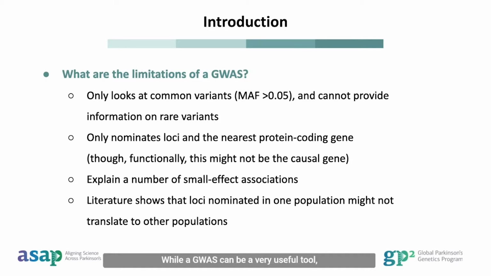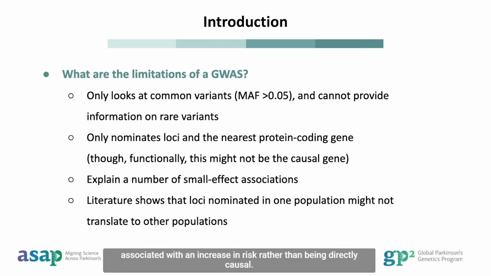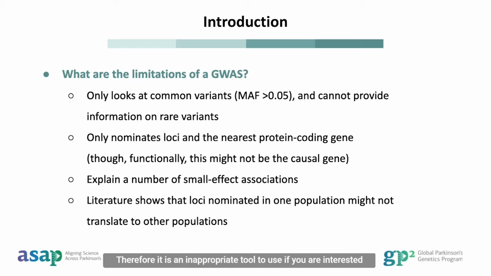While a GWAS can be a very useful tool, it is important to know its limitations. GWASs, by default, only look at common variants, ones found in over 5% of the population, and that are associated with an increase in risk rather than being directly causal. Therefore, it is an inappropriate tool to use if you are interested in exploring rare causal variants with deleterious effects.